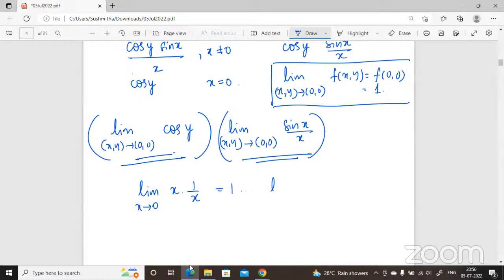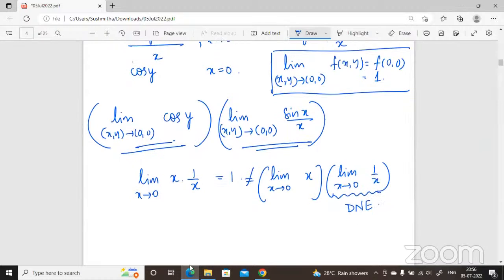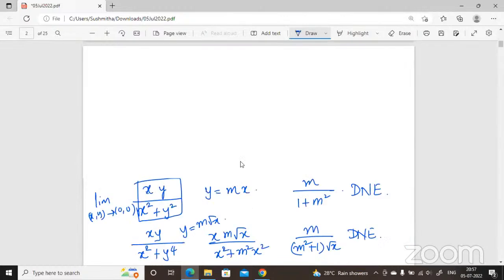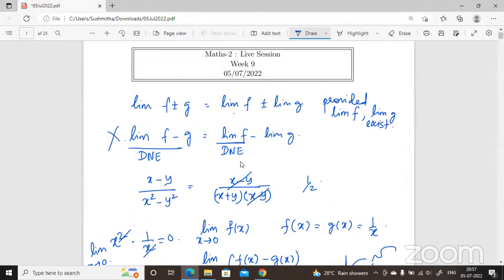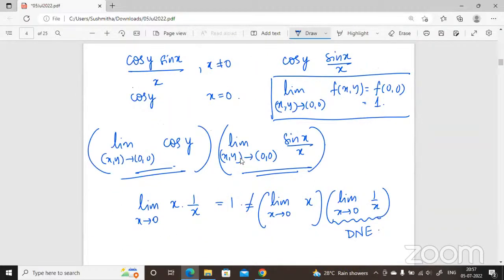What is the limit of this function? 1. But I cannot say this is equal to the limit as x tends to 0 of x times the limit as x tends to 0 of 1 by x, because this limit does not even exist. So you can use the product rule given that both limits exist, just like the rule for sums. Here both limits exist, and hence the limit is 1. Ma'am, is it clear?